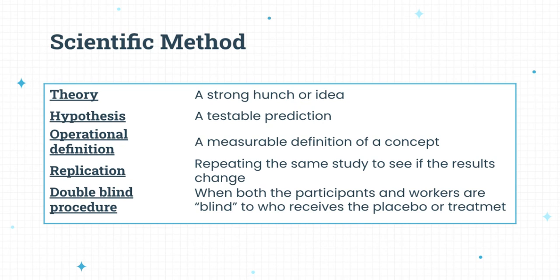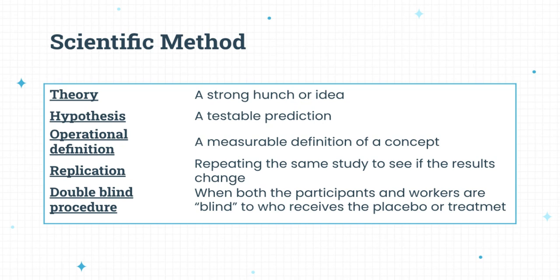During an experiment, it's best to do replication, which is repeating the same study to see if the results change. And another type of experiment is the double blind procedure, and that's when both the participants and the workers are blind to who receives the placebo or treatment.